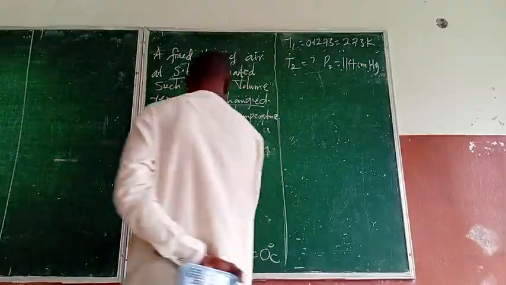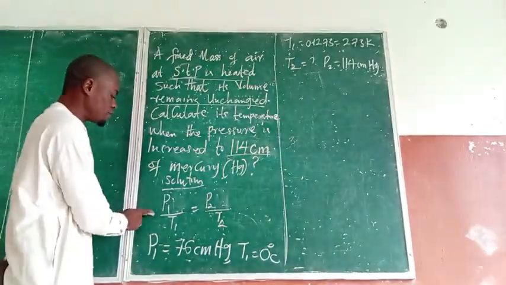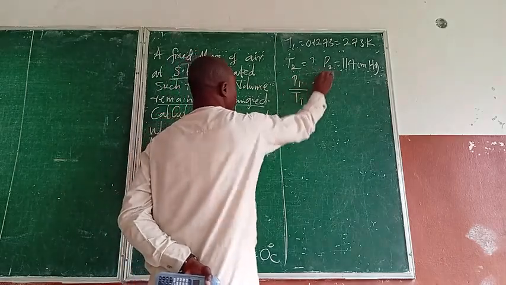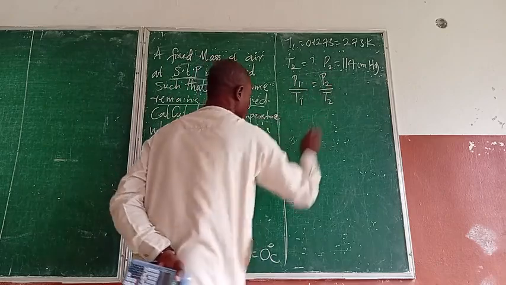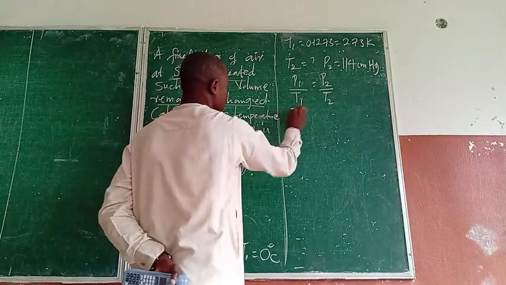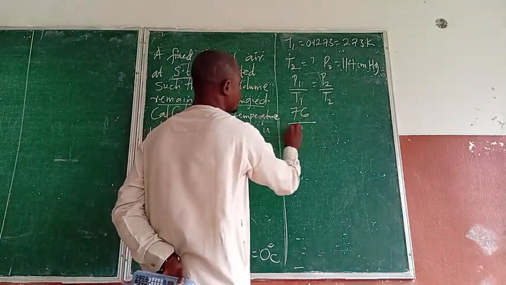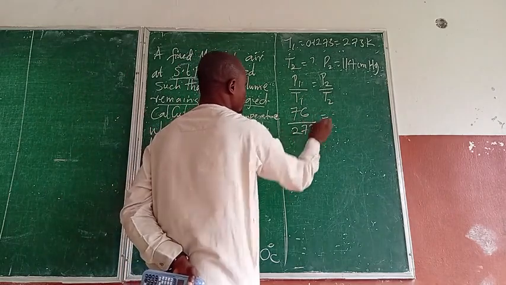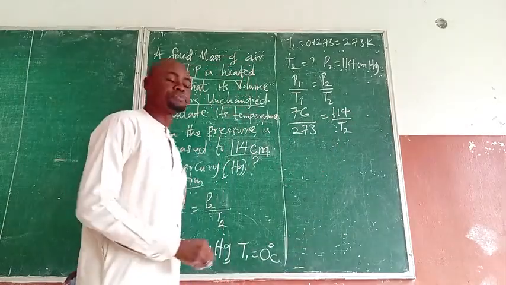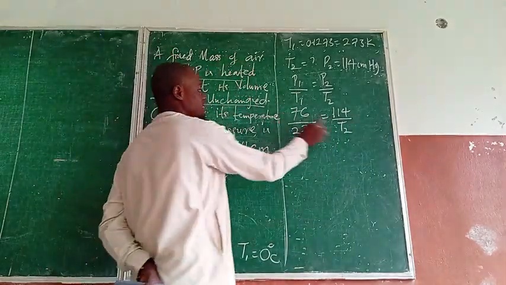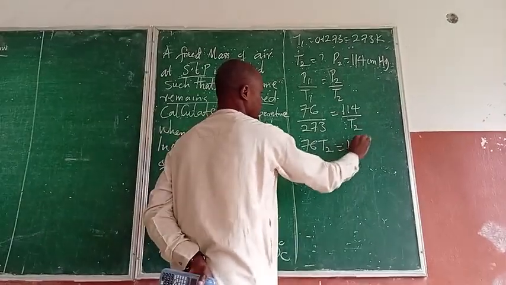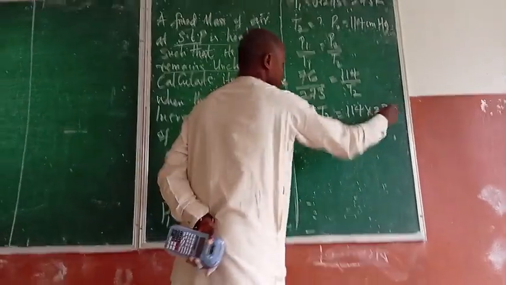So now we are going to input all the data collected into this formula, which is P1 all over T1 is equal to P2 all over T2. P1 is 76 all over T1. T1 is 273, is equal to P2, which is 114, all over T2. Very easy, right? So you cross multiply: 76 times T2, we have 76 T2 is equal to 114 times 273.